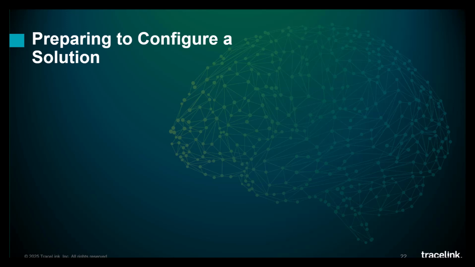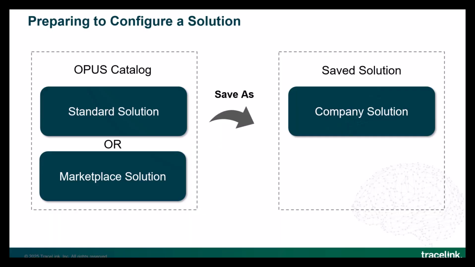Now let's see some action in OSE. First, we'll start with preparing a solution for configuration. To get started with configuring the solution, you need to first save the standard solution or a marketplace solution as a company solution. Once you do that, the saved solution will be available in the Available Company Solutions section. This is necessary because you can't edit the standard solutions directly. Once you see the solution in the Available Company Solutions, you can edit the solution and configure it. Let's see how to create a company solution in the next demo.